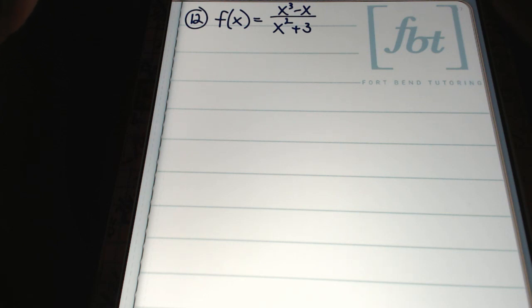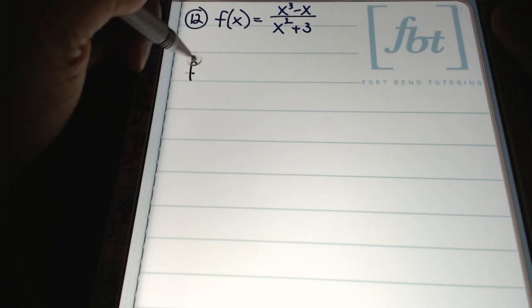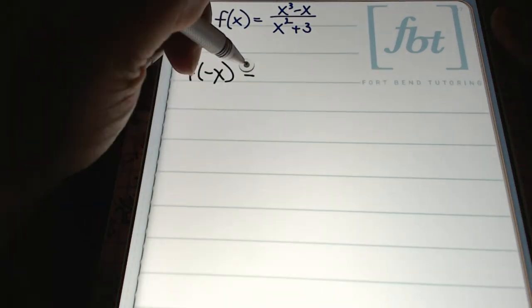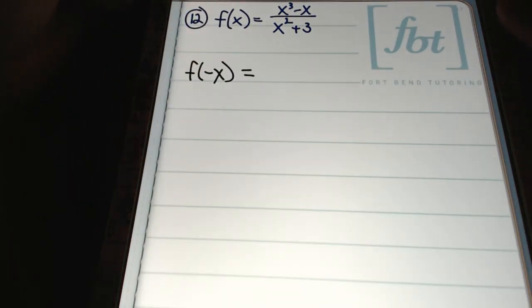So let's make sure that I get the correct answer. Let's make sure that you're getting the correct answer. Let's make sure that we are getting the correct answer for problem number 12 as we use the even and odd test in problem number 12, guys. Let's check it out. We're going to start by replacing all the x's with negative x. That's what you're going to do. I got to calm down over here so I can get this problem right.